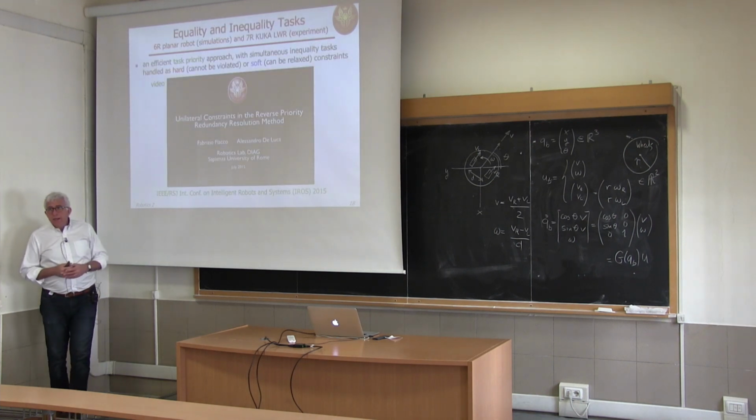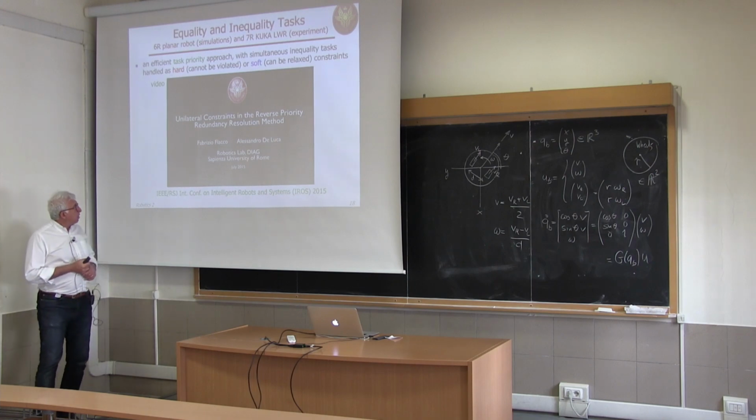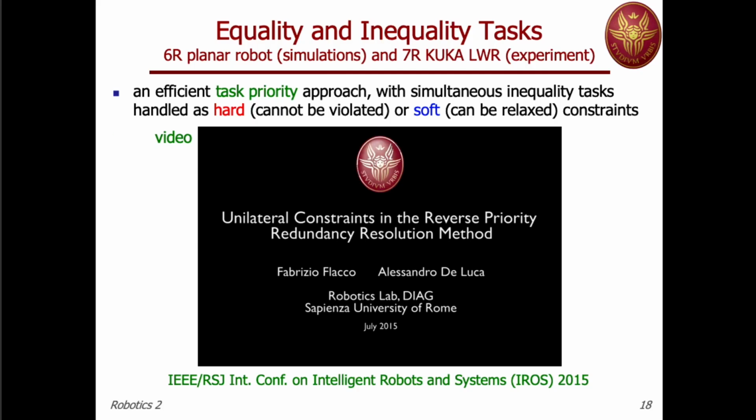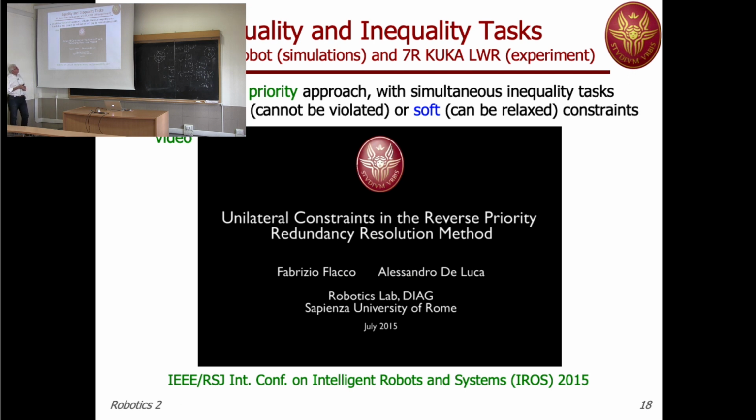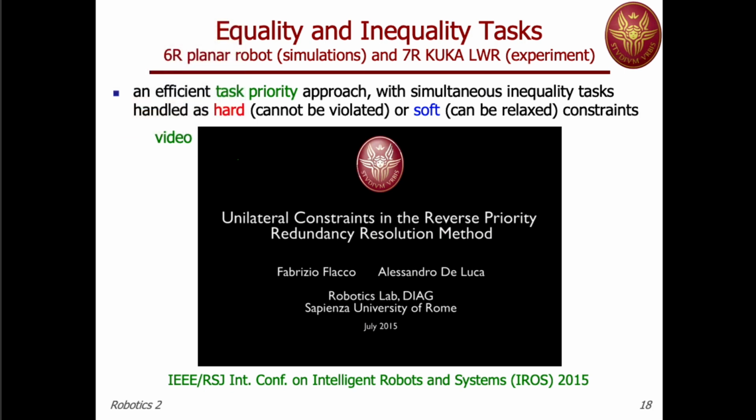Okay, so let's see some examples. This is work done in our lab a few years ago. So here we see some simulation first and then one simple experiment with the 7R KUKA lightweight robot. And the simulations are very instructive because they are pretty simple to interpret. So we consider a 6R planar robot doing some point-to-point task in the plane. So these tasks, being in one position in the plane, is a two-dimensional task.